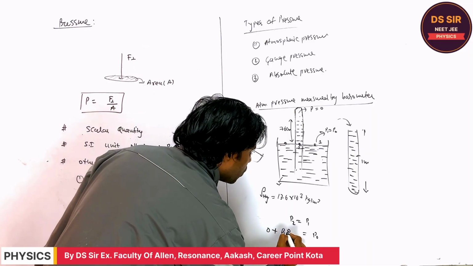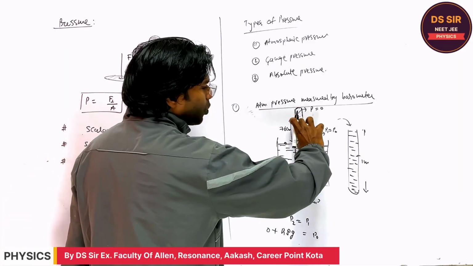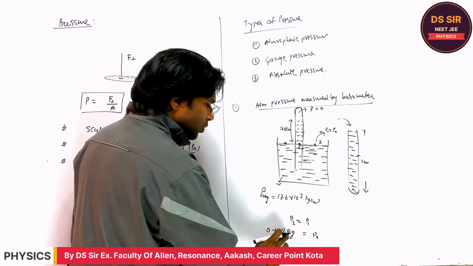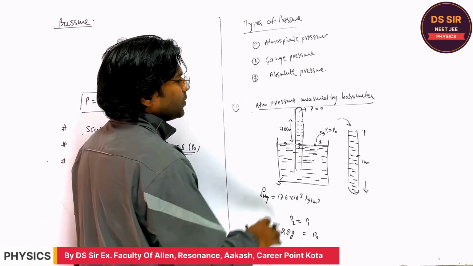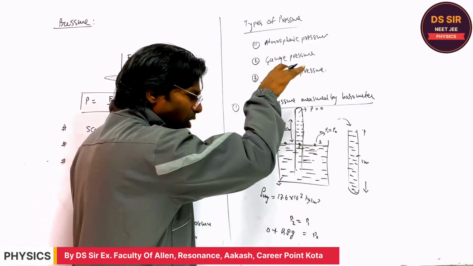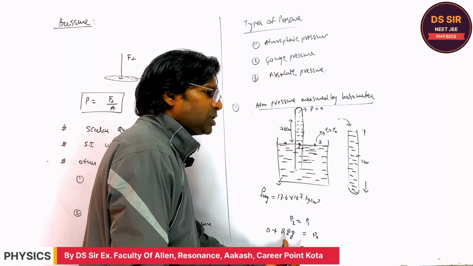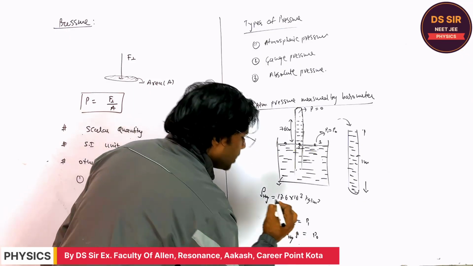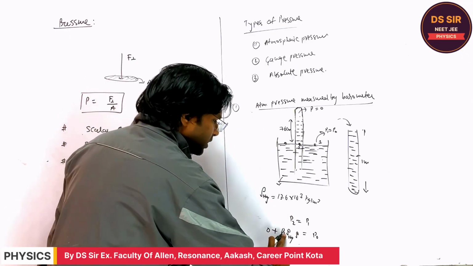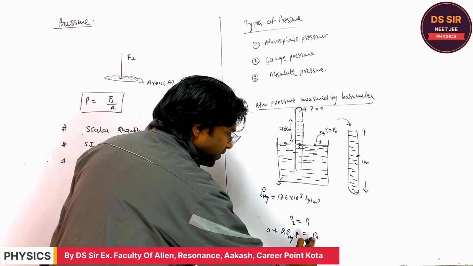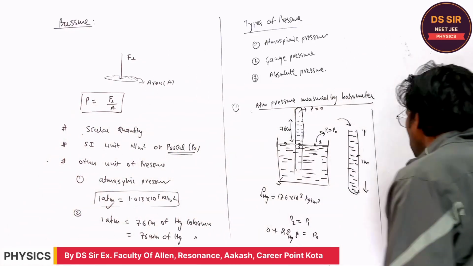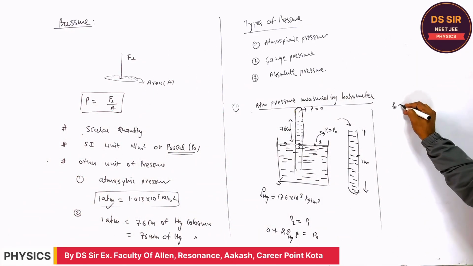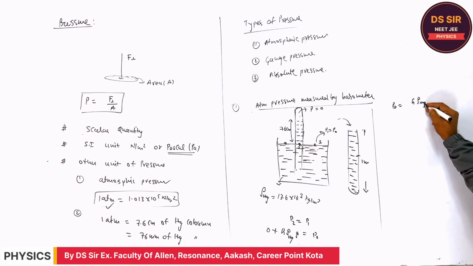So the pressure due to the liquid column is equal to h rho g. If you don't know, I will explain this also. But due to the liquid column, the pressure is h rho g. What is rho? Rho is the density of the mercury, and g is the acceleration due to gravity. Now we don't know the atmospheric pressure, so what to do? The atmospheric pressure is equal to h rho mercury into g.